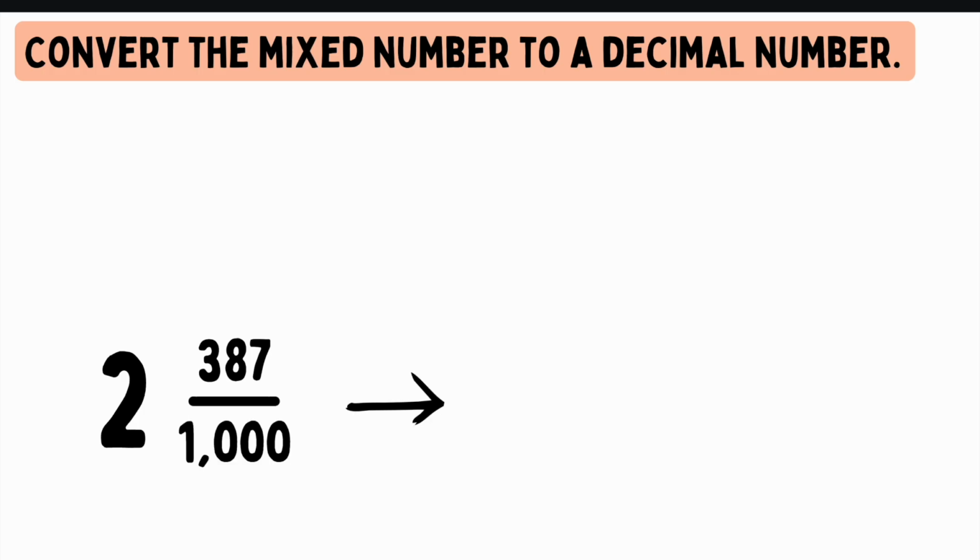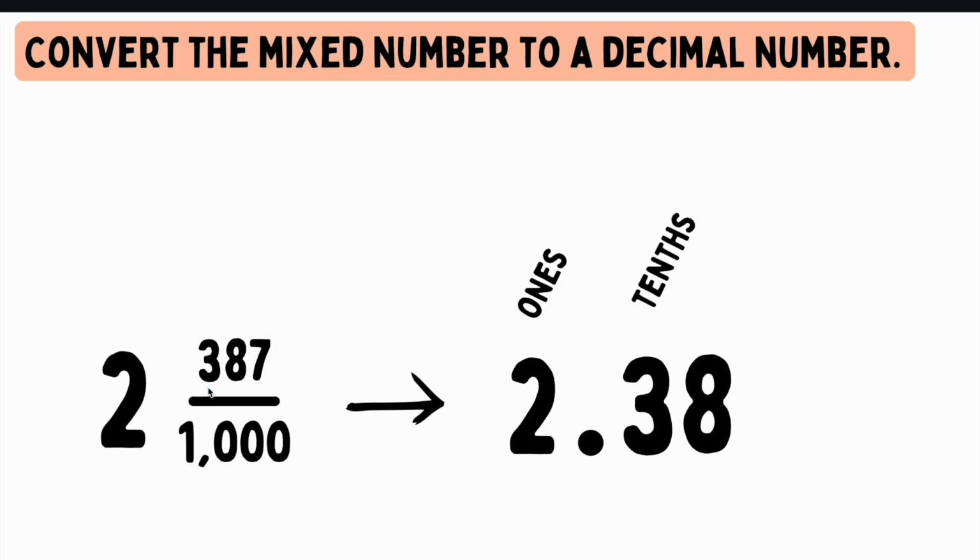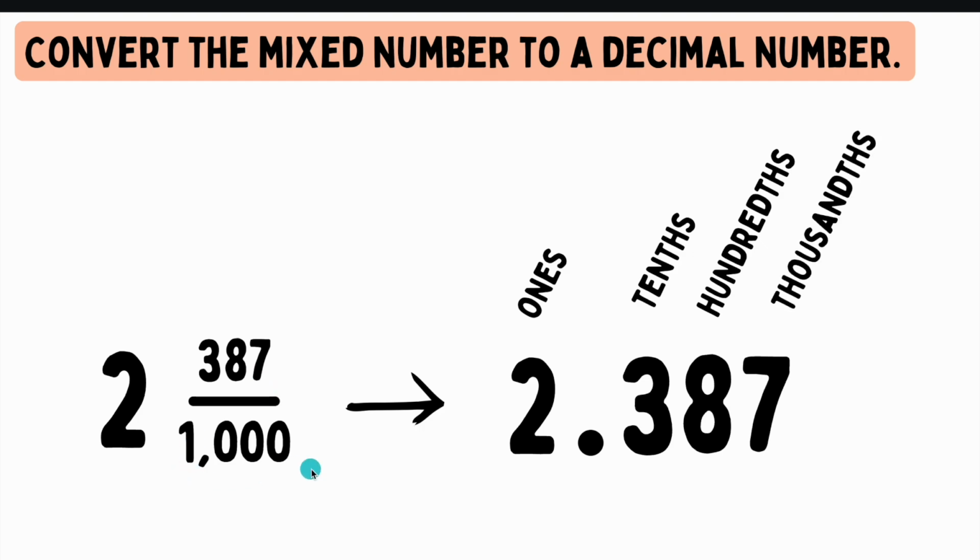We have 2 and 387 thousandths. Let's convert this mixed number into a decimal number. We know we have 2 wholes or 2 ones. Now we need the decimal point. And we have a 3 in the tenths place, an 8 in the hundredths place, and a 7 in the thousandths place. 2.387 or 2 and 387 thousandths.